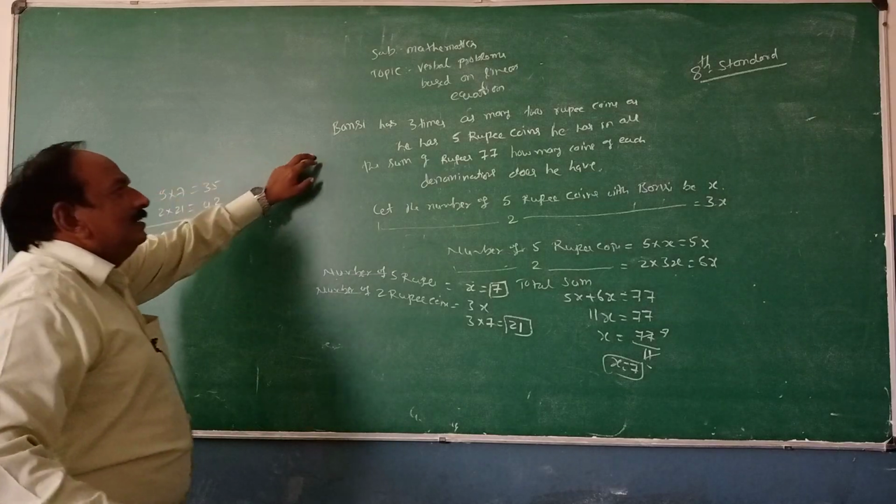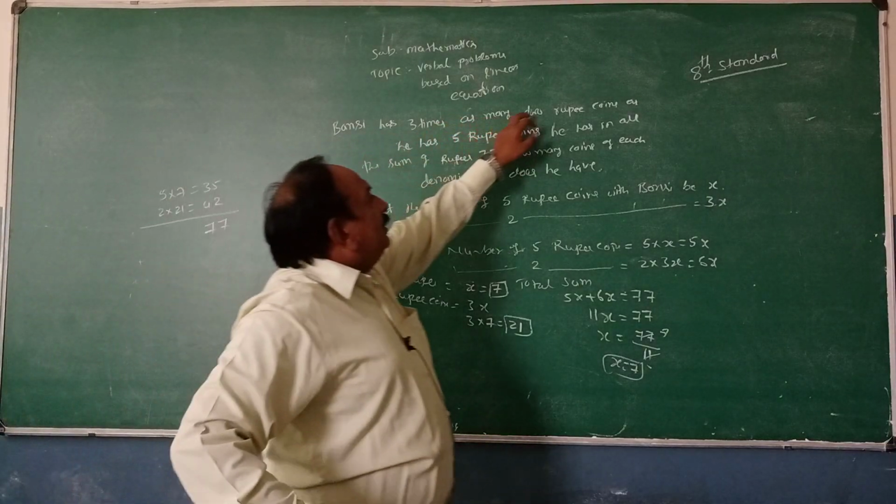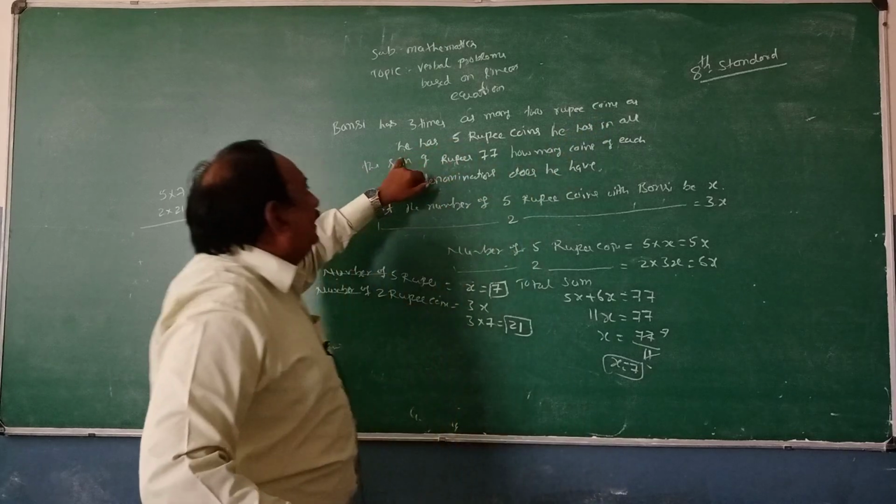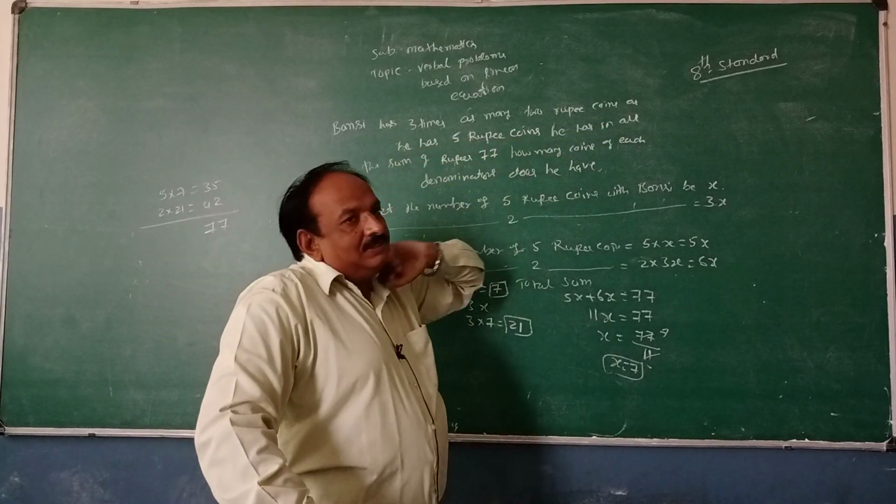Bansi has 3 times as many 2 rupee coins as he has 5 rupee coins.